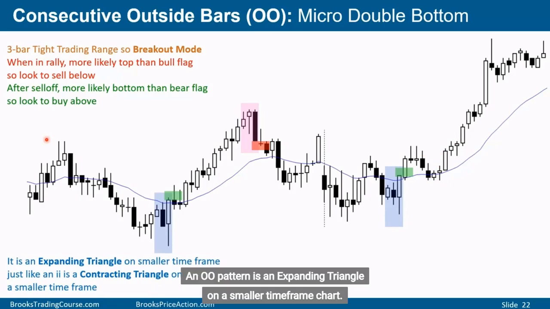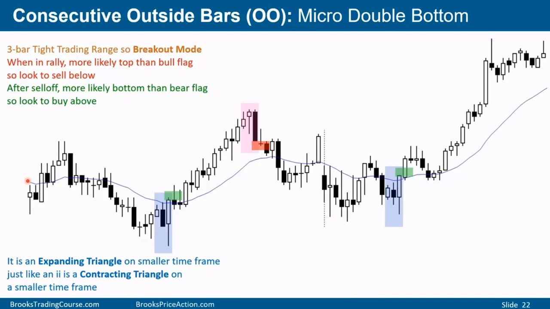An OO pattern is an expanding triangle on a smaller time frame chart. So we're getting bigger bars, and that's the exact opposite of an II, where you're getting smaller bars, and that represents a contracting triangle on a smaller time frame chart. And a triangle, whether it's contracting or expanding, is a breakout mode pattern. So an OO or an II, both are breakout mode patterns.